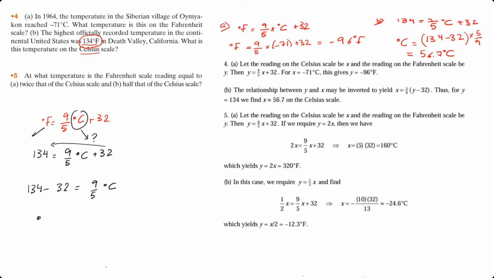So I got 102 on this side and 9/5 degrees Celsius on this side. And then the degree Celsius temperature will be none other than 5/9 times 102. So what I did, I just isolated the degree Celsius temperature.